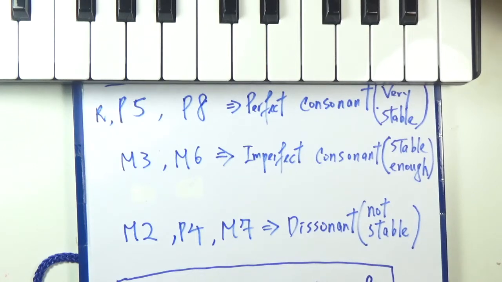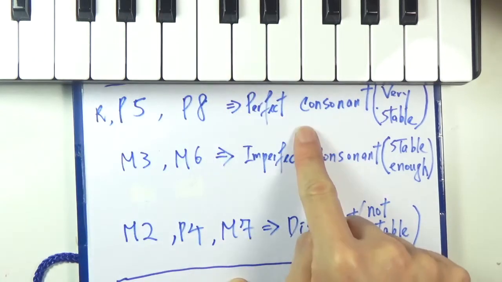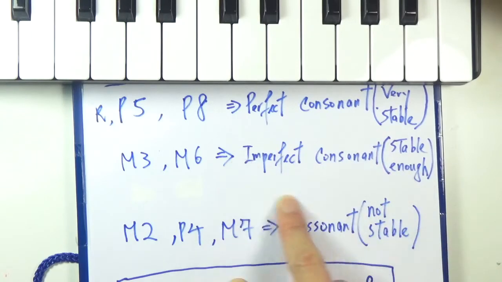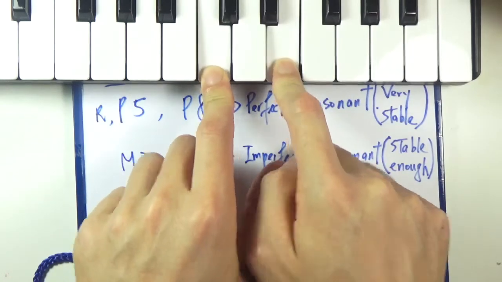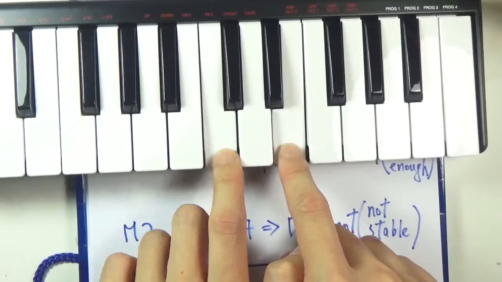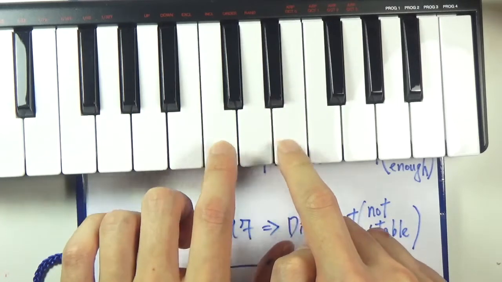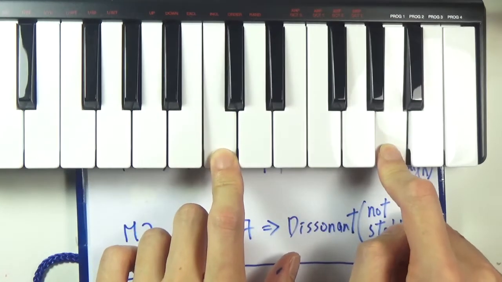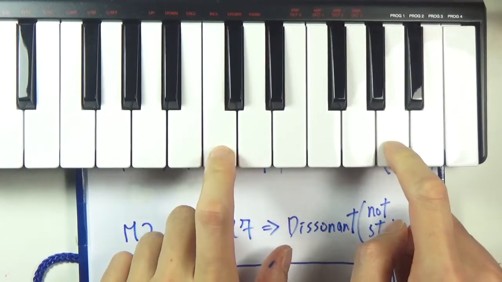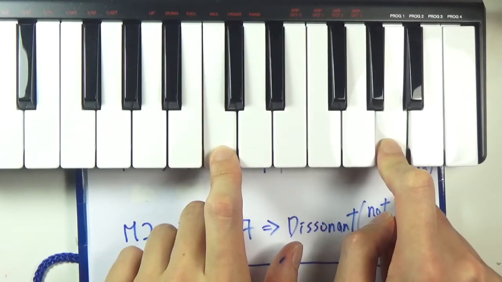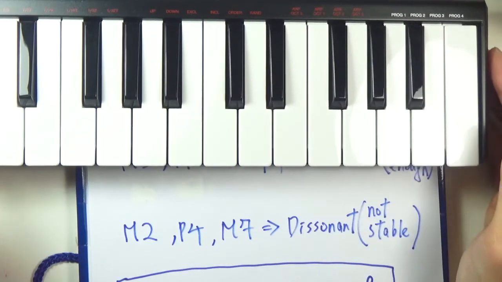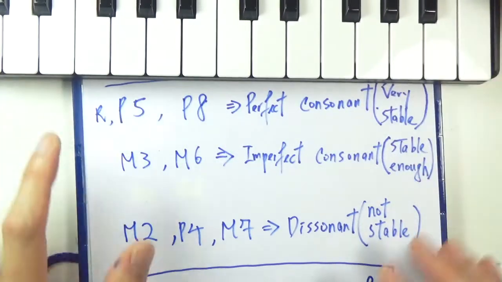Major third and major sixth, they're all right. We call them the imperfect consonants. They're stable enough. They're considered stable. Compared to the perfect consonants they are less stable, but they're stable enough that we can stay there. For example, the third sounds pretty good, huh? And then the sixth, it sounds all right. We consider them stable enough that we can stay there if we really want to.